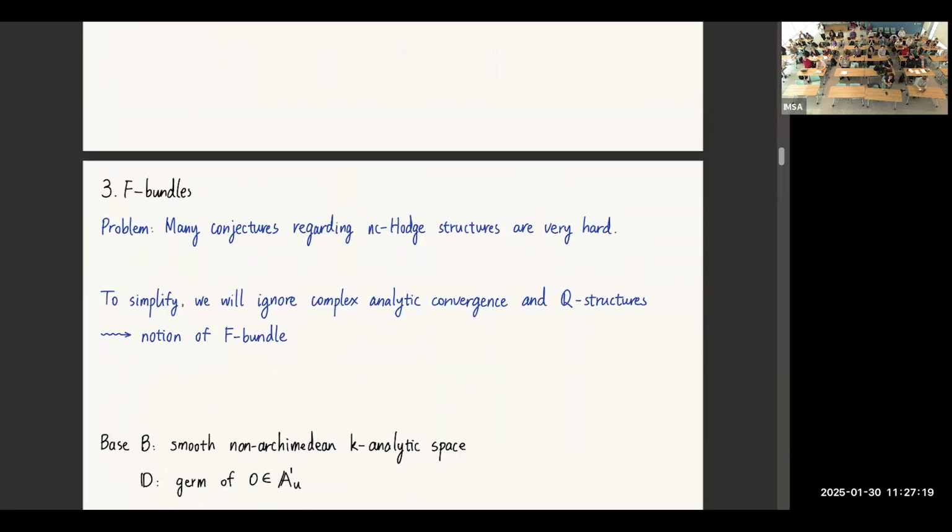Okay, so we use non-Archimedean geometry to avoid complex analytic convergence. Therefore, now we choose some base B to be some smooth non-Archimedean K-analytic space. And also just now we had some vector bundle over A1. Now we also get rid of A1, and we just consider the germ of 0. For this extra variable u, we just consider a germ of 0. In the complex case, probably they are equivalent. I'm not sure about the non-Archimedean case.